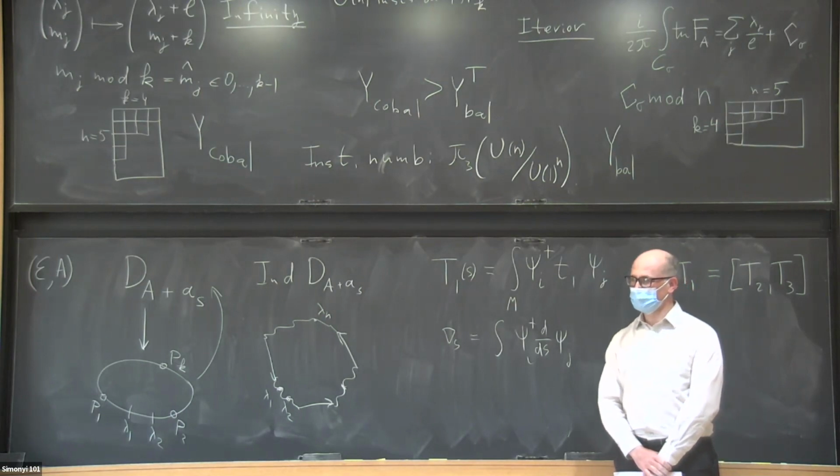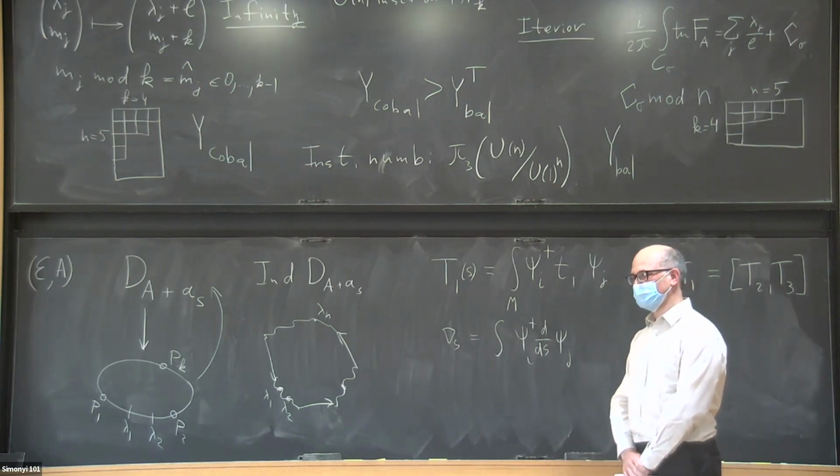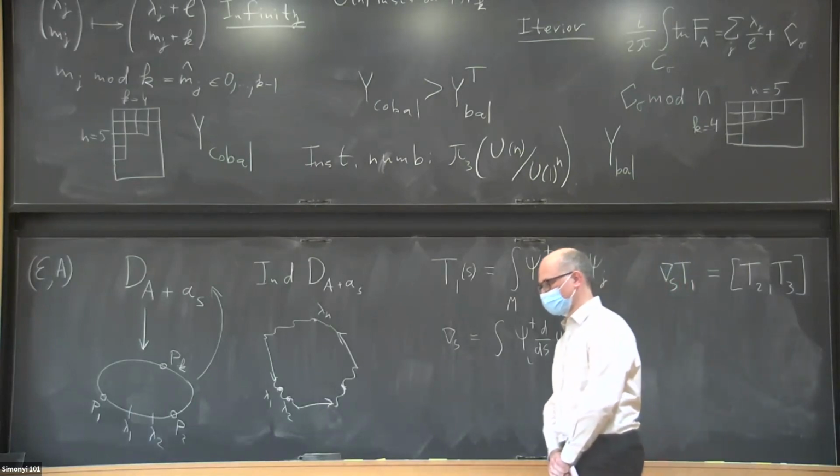So ADHM, one can think of that as a linear algebra data description of an instanton, or you can also phrase it in terms of vector bundles on P2 with some additional data. Is there a similar algebraic geometric reformulation of what these things are?